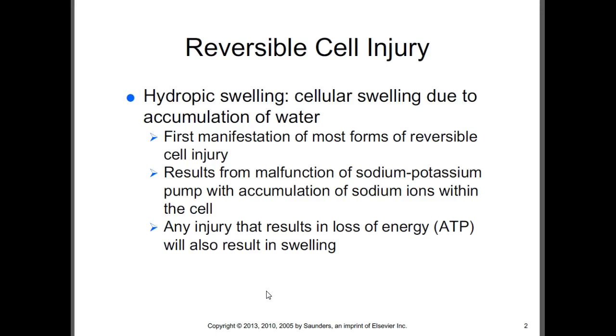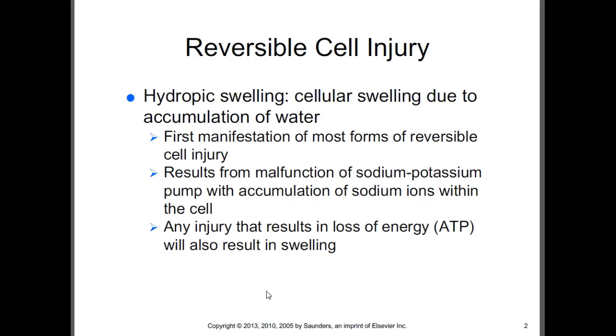So one of the methods of reversible cell injury is going to include hydropic swelling, right? Swelling due to an accumulation of water. And why might the water accumulate, right? It's often one of the first manifestations of this form of reversible cell injury, because the sodium potassium pump has failed, and basically the sodium that's inside of the cell is in excess.